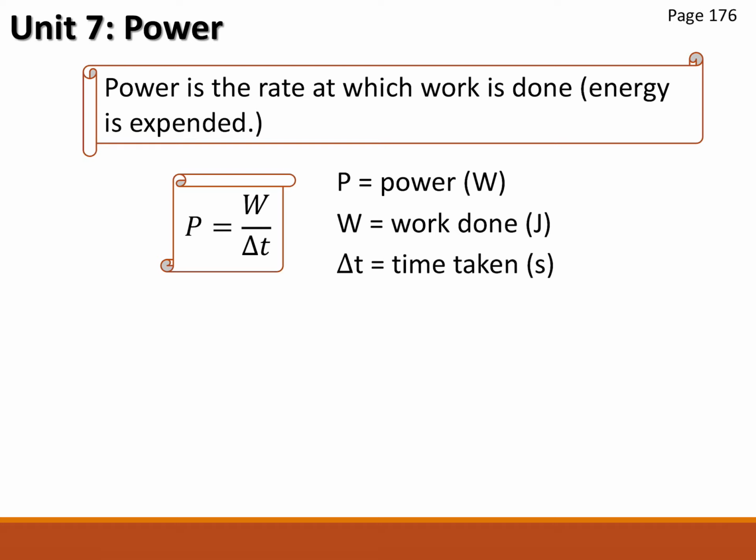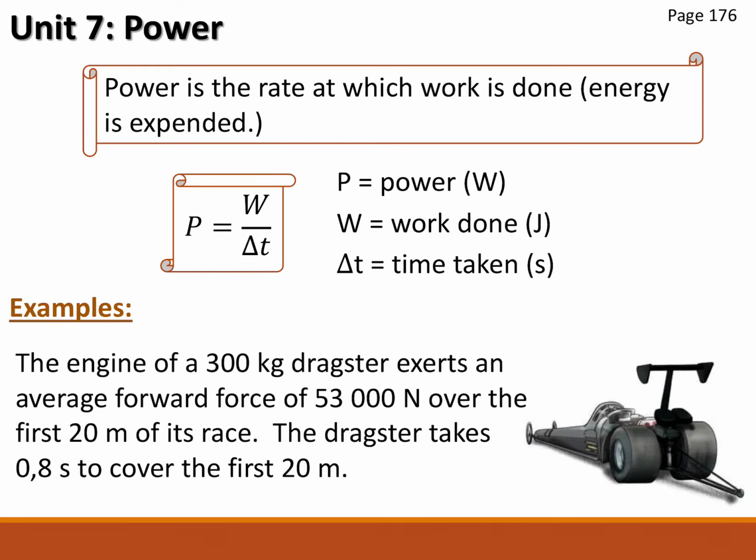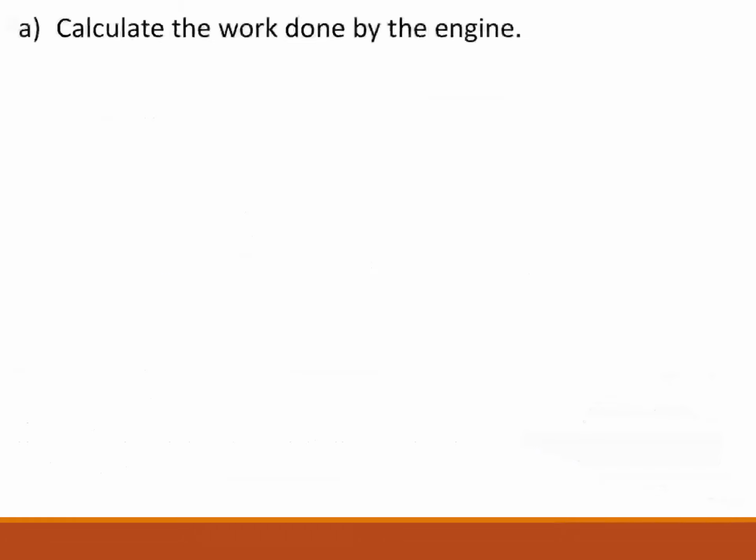Sometimes you're going to have to calculate the amount of work done. Sometimes you won't. You just need to look at the equation. So, for example, the engine of a 300 kilogram dragster exerts an average forward force of 53,000 newtons over the first 20 meters of its race. A dragster takes 0.8 seconds to cover those first 20 meters. It goes very fast. That's the point of a dragster, okay? The whole point of drag racing is to go a very short distance in the quickest time.